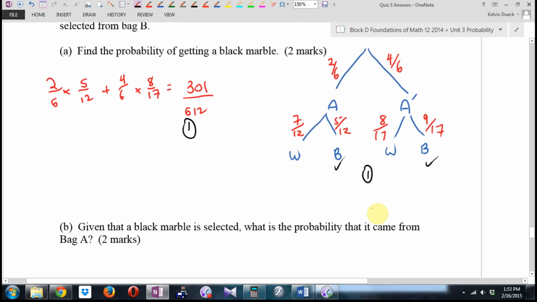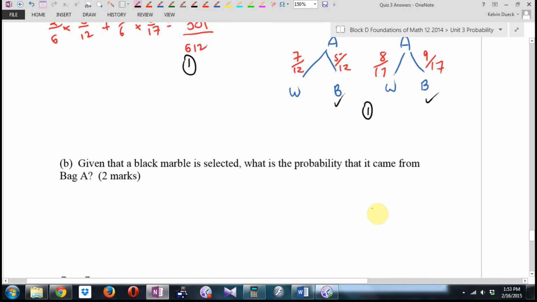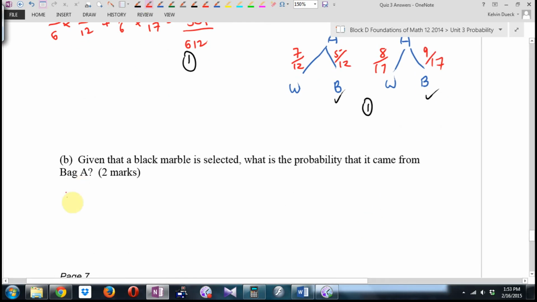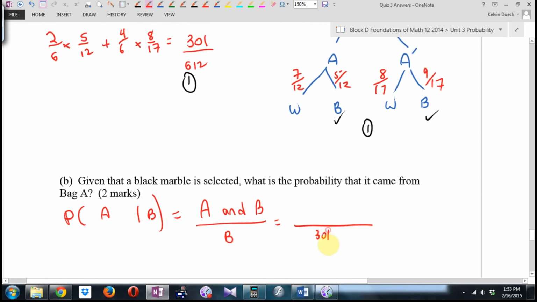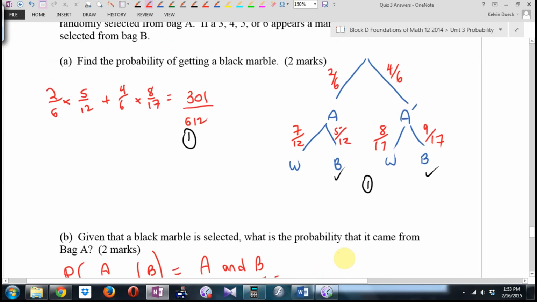Given black, find bag A, which is going to be A and B divided by B. And I already know B. B was 301 over 612. I conveniently found that out in the first part. A and B, 2 out of 6, 5 out of 12.